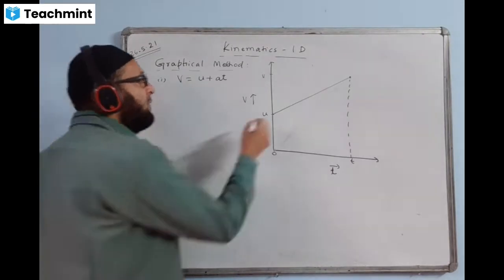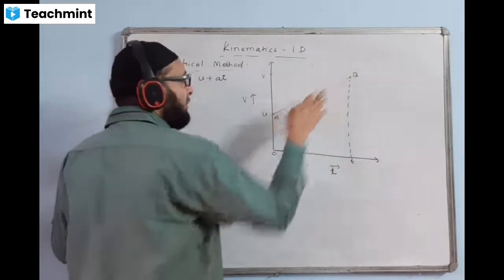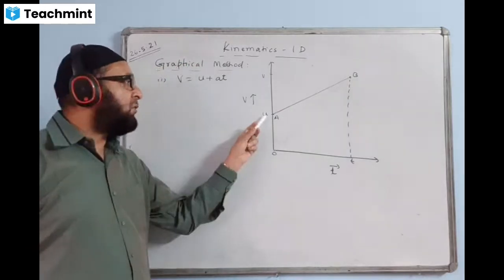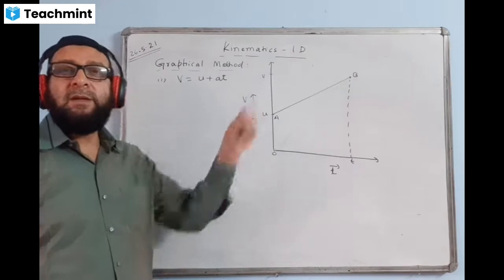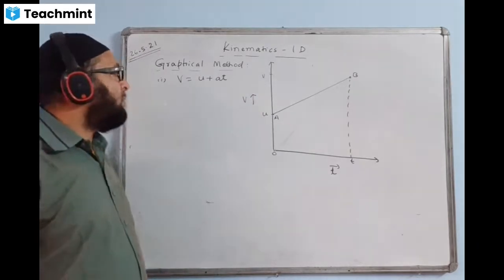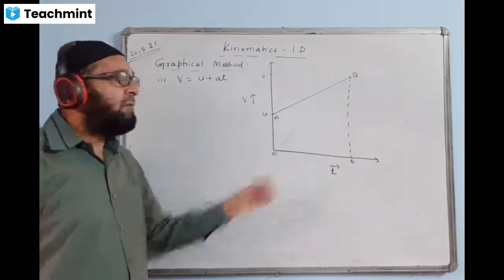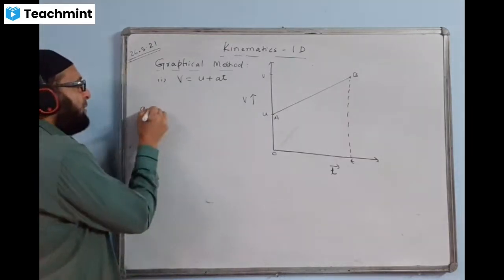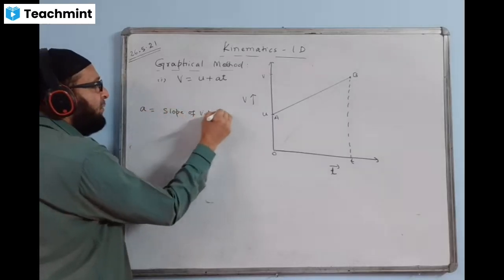Suppose the body is starting from the point A and reaching the point B with a uniform acceleration, meaning constant acceleration. The graph will be like this. Initial velocity is U, not 0. Now we know the acceleration from the VT graph. How do we find it? By finding the slope. You can write here: acceleration is equal to the slope of the VT graph.